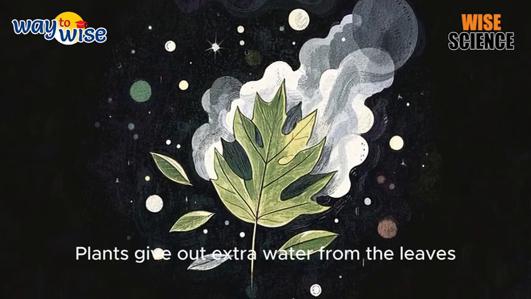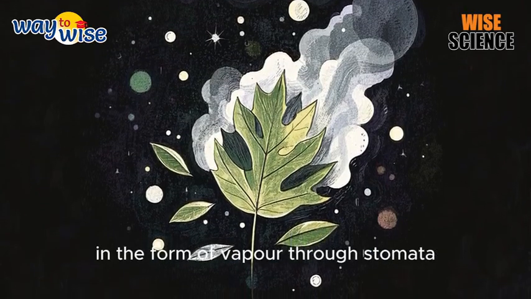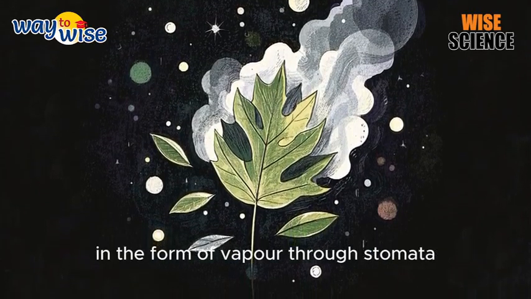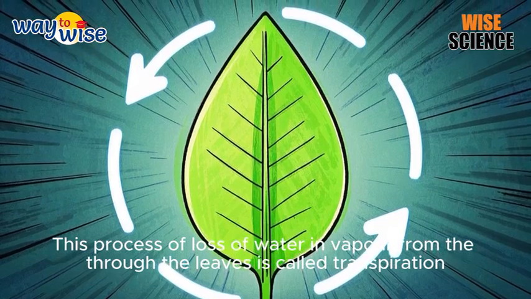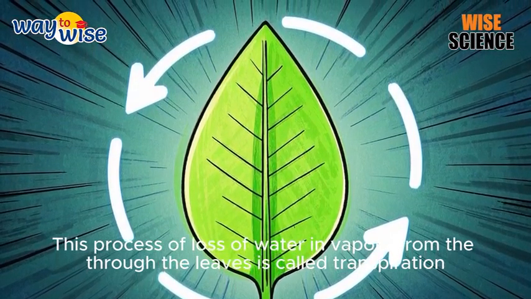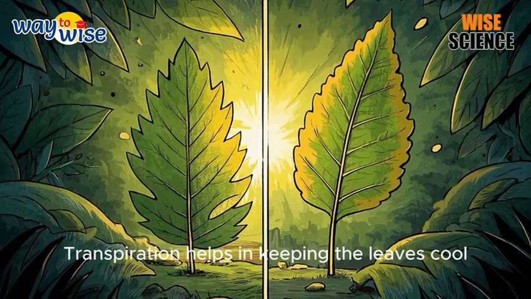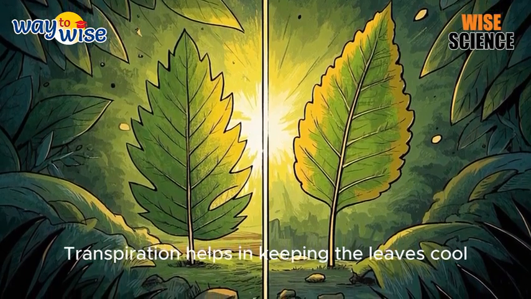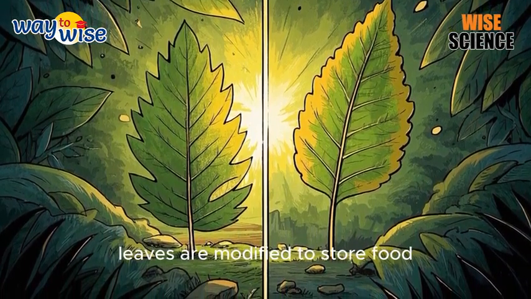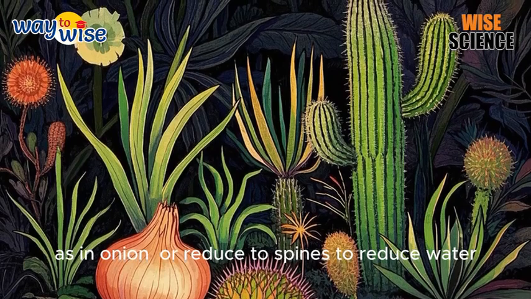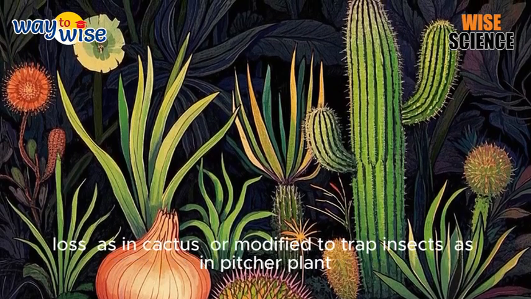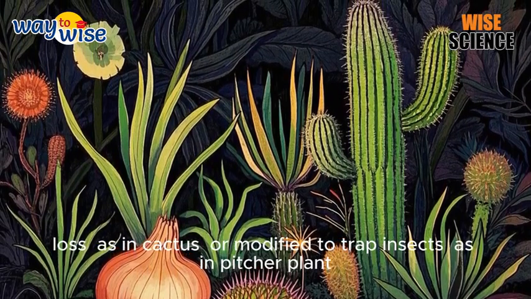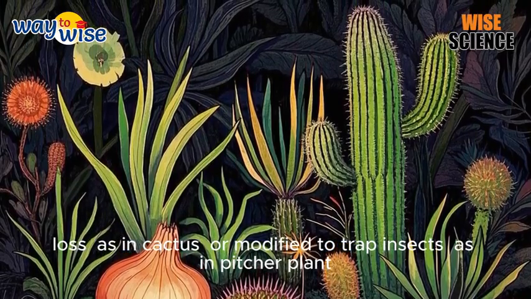Plants give out extra water from the leaves in the form of vapor through stomata. This process of loss of water in vapor form through the leaves is called transpiration. Transpiration helps in keeping the leaves cool. In some cases, leaves are modified to store food as in onion, or reduced to spines to reduce water loss as in cactus, or modified to trap insects as in pitcher plant.